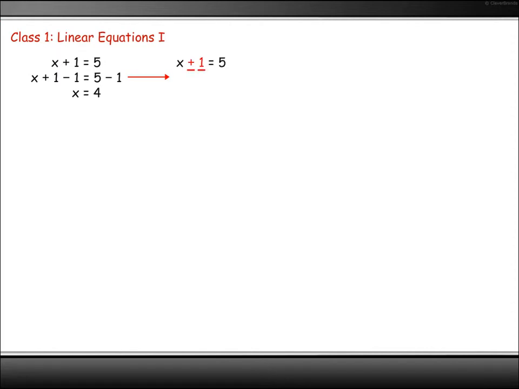You can speed up the process by moving the plus 1 across the equal sign, where it changes sign. Therefore, x equals 5 minus 1. Therefore, x equals 4.